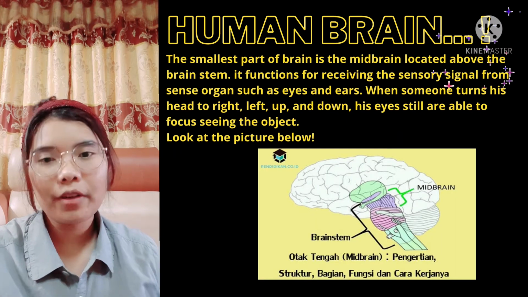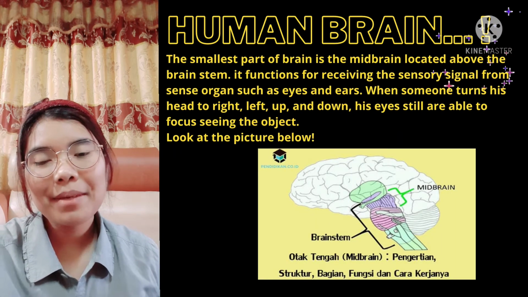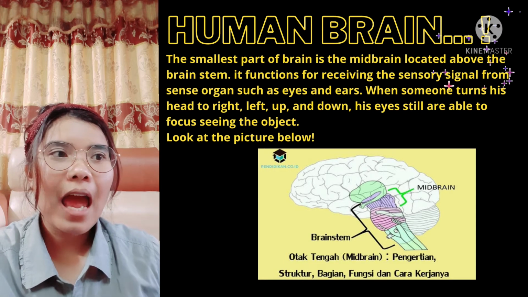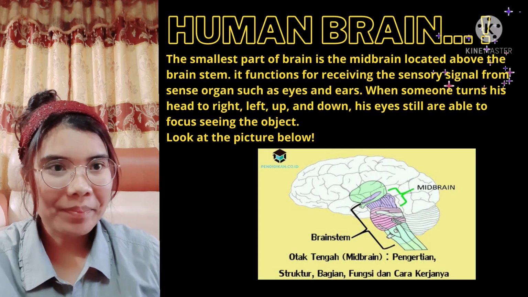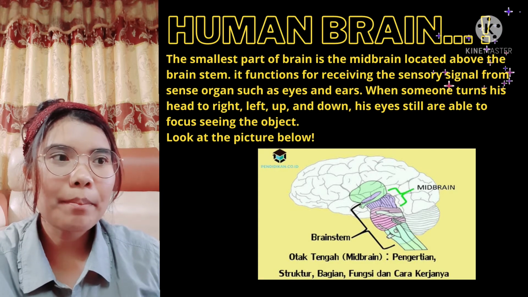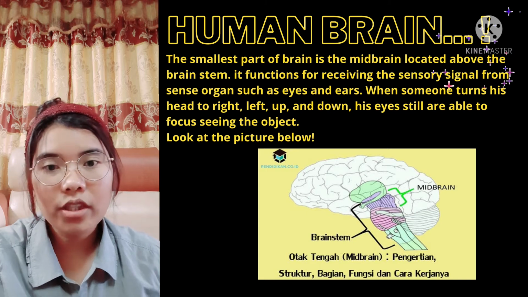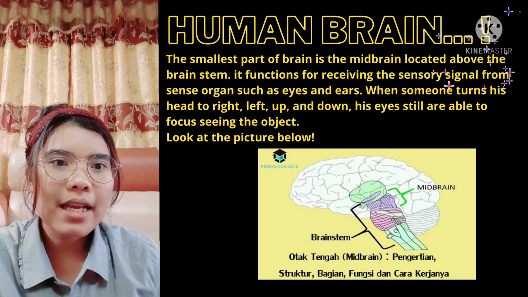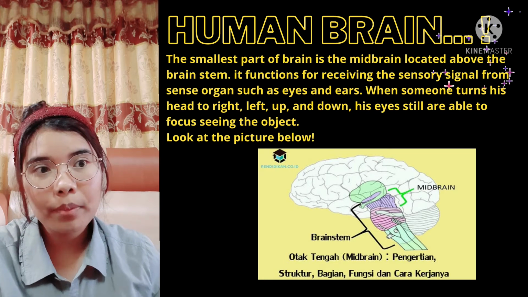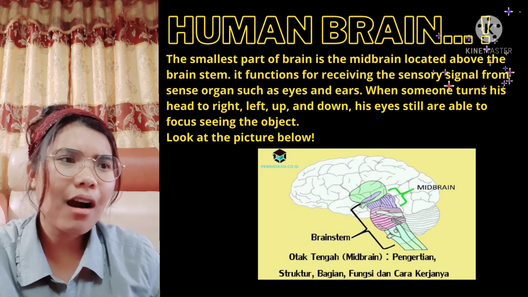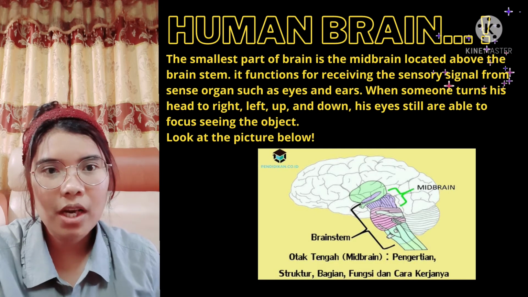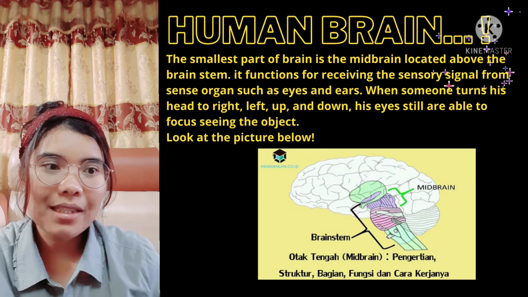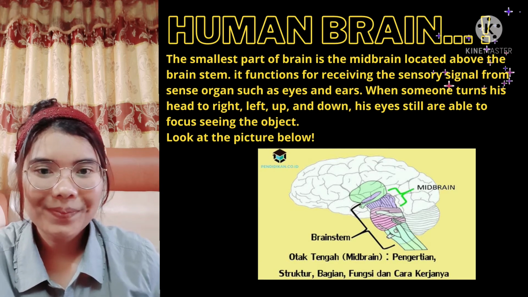And the second part of the human brain is the midbrain. The midbrain is the smallest part of the brain, and it is located above the brainstem. It functions to receive sensory signals from sense organs such as the eyes and ears. When someone turns his head to the right, left, up, and down, his eyes are still able to focus on seeing the object. Look at the picture below. You can see the picture and the structure in it.